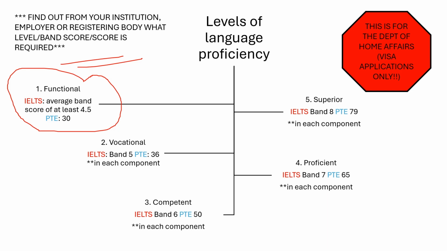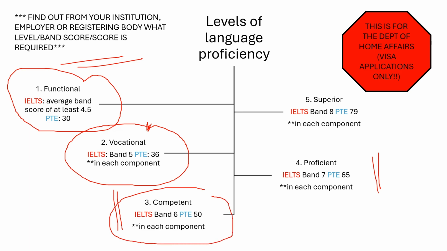Vocational, you can do simple jobs or general tasks. Okay? It's an IELTS band 5 or PTE 36. And for example, if you work in manufacturing or if you work in a factory, quite often this is the band score you will need for your visa purposes, especially if you're employer sponsored. Next, here is where student levels come in. Okay, competent, an IELTS band 6 in each component or PTE 50.